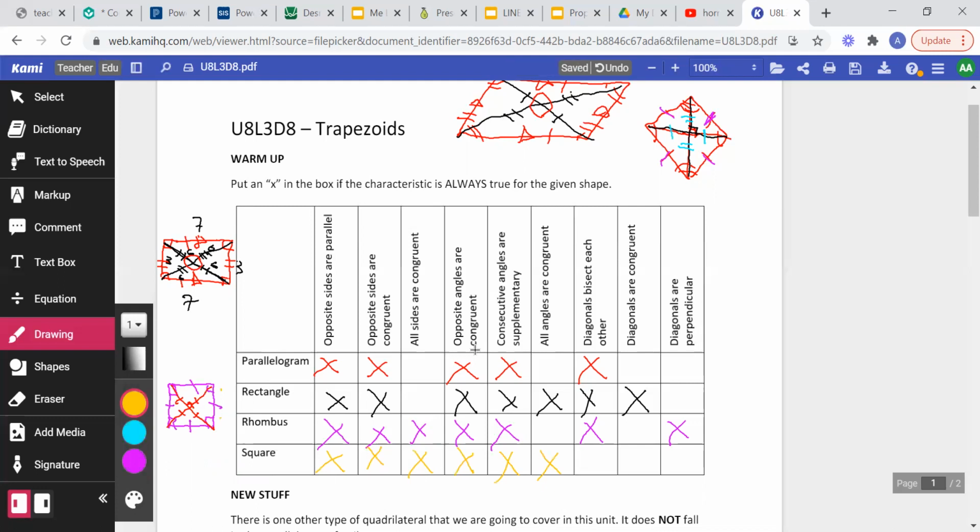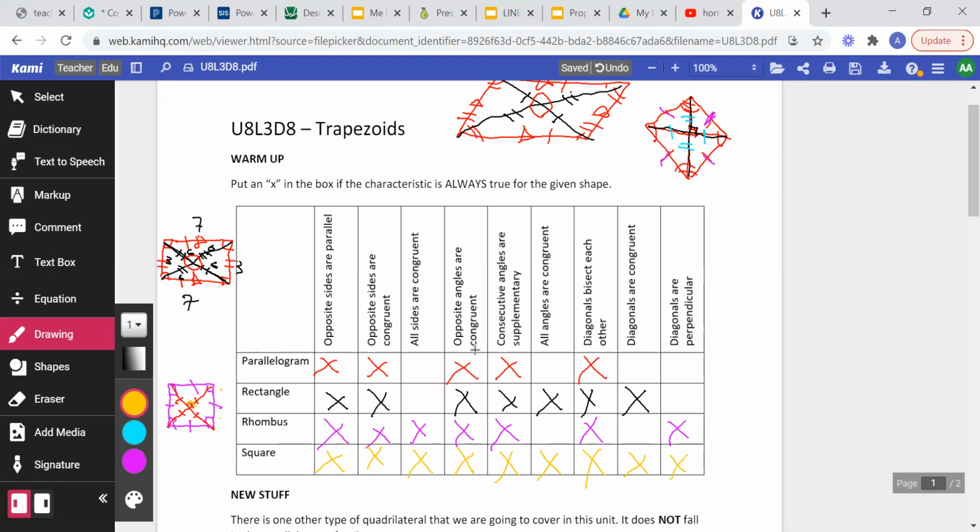Do diagonals bisect each other? Yeah. Okay, as you can see, this red line, they cross, they cut somewhere. Are diagonals congruent here? Yeah. Okay. Are diagonals perpendicular? Yes, because of this little box here, okay?